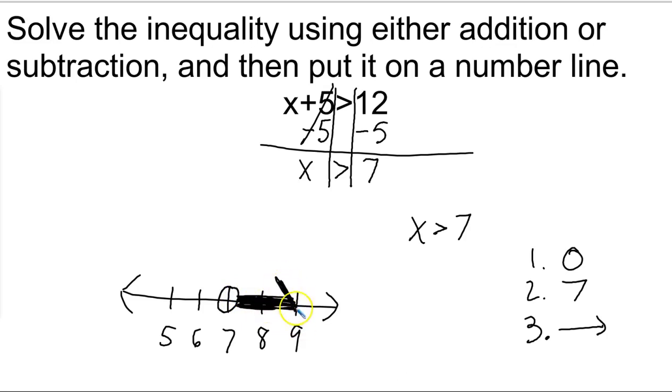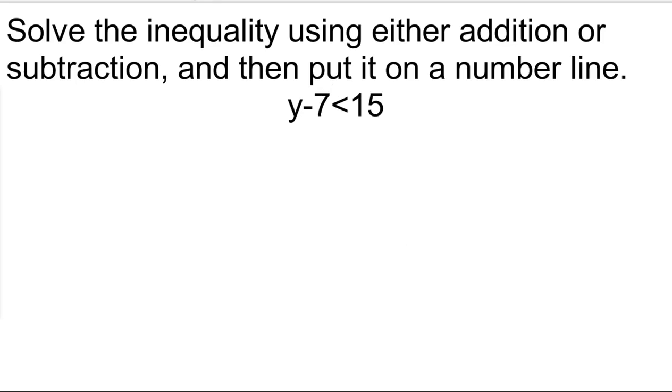I don't know why I make such a big fat arrow, but that's just what I do. You know, I do what I do when I do what I do. That's just me. All right? So let's move on to the next one. Pause it. Work on your own.